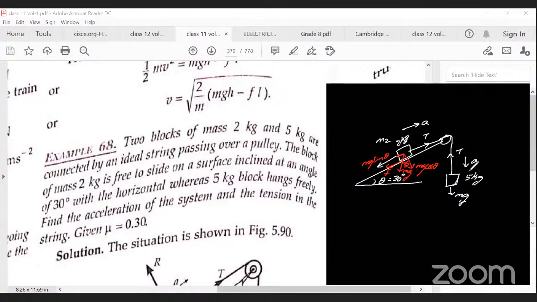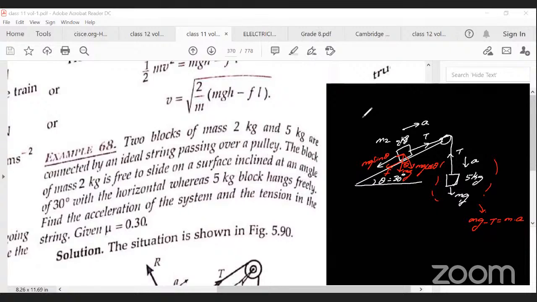In this case, first on the mass m1 I'm going to find the relation. Let me see the equations. So the acceleration is in the downward direction, so mg is greater than your tension. The net force will be mg minus tension is equal to m into a. This is your first equation.